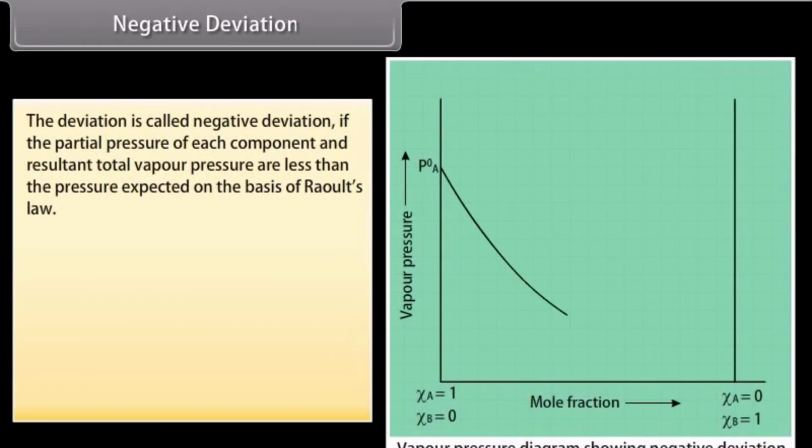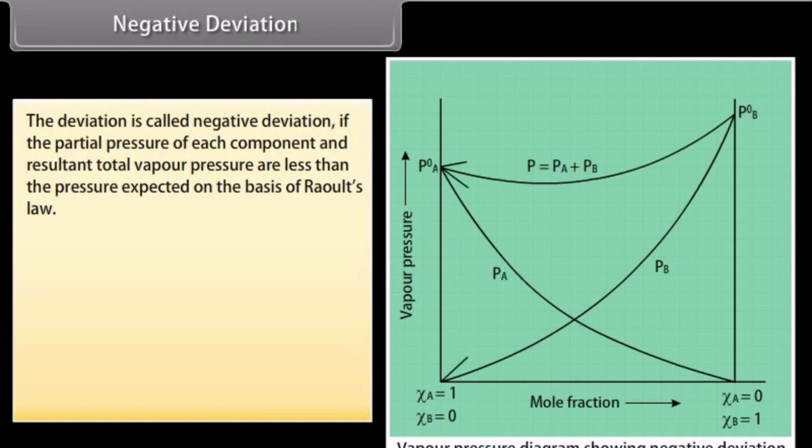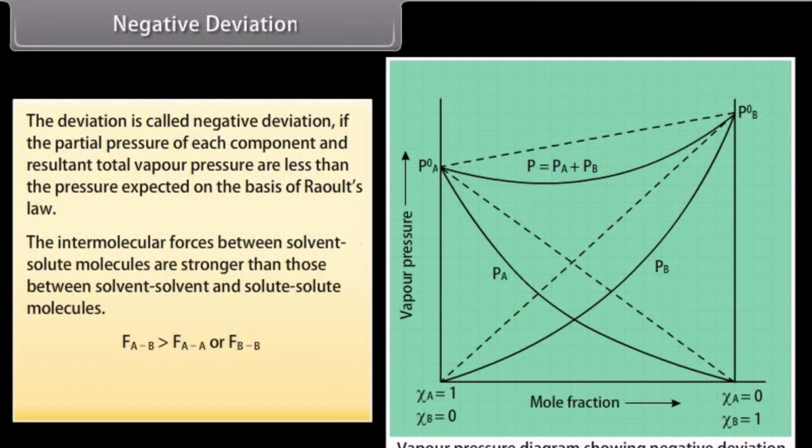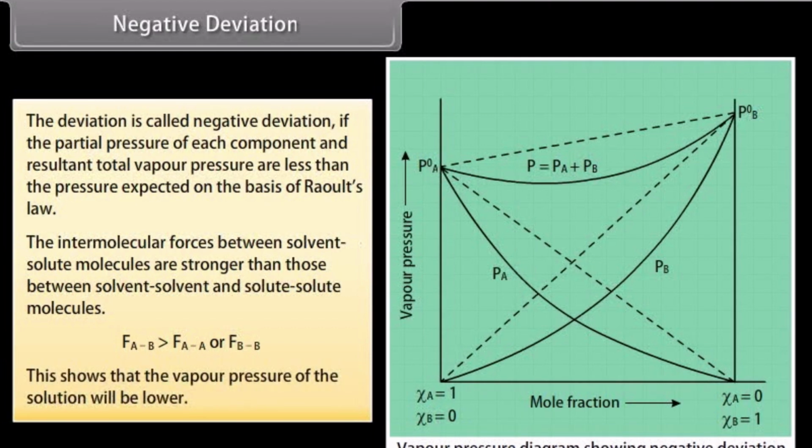Negative deviation. The deviation is called negative deviation if the partial pressure of each component and resultant total vapor pressure are less than the pressure expected on the basis of Raoult's law. For example, the solution of water and nitric acid, and chloroform and acetone shows negative deviation. The intermolecular forces between solvent-solute molecules are stronger than those between solvent-solvent and solute-solute molecules. This shows that the vapor pressure of the solution will be lower.